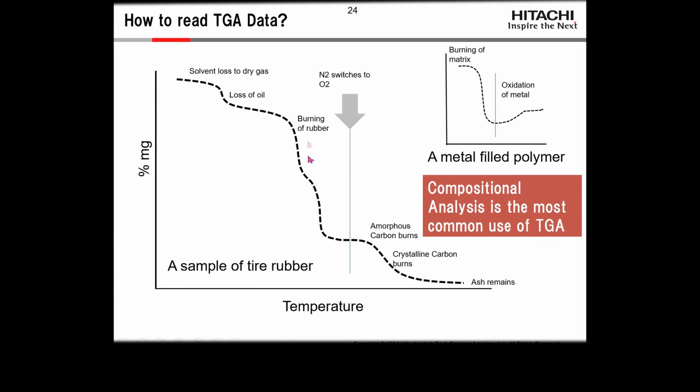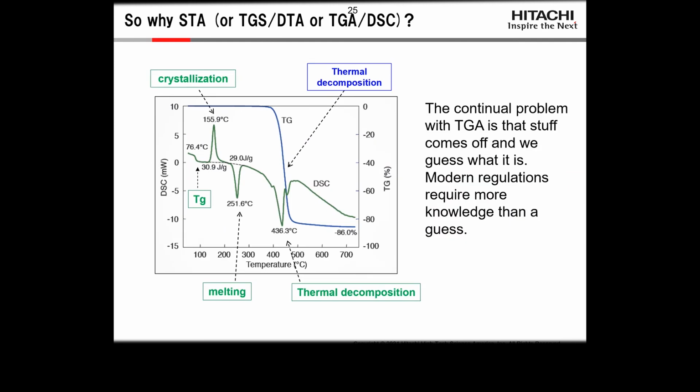So this is probably the most common use of TGA, and most of this is done by previous knowledge. It's not an absolute basic technique where it would give you numbers without knowing anything about the material. So why do we use STAs instead of just a straight TGA?